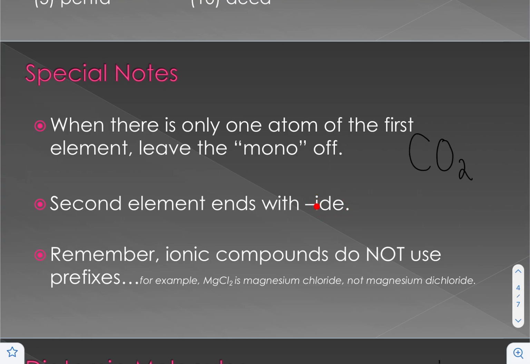Remember, ionic compounds do not use prefixes. This is a little bit tricky to remember once we start using the prefixes. So for example, MgCl2 is not magnesium dichloride, it's just magnesium chloride.